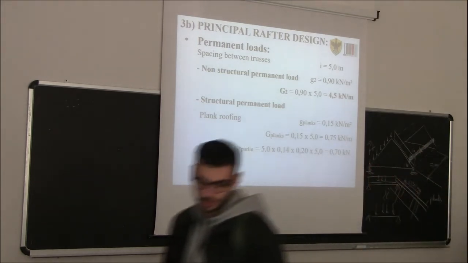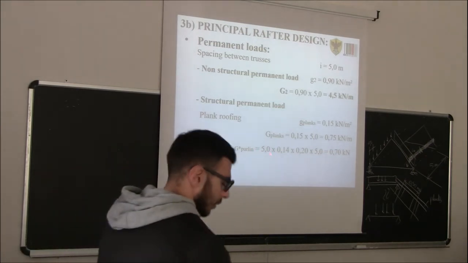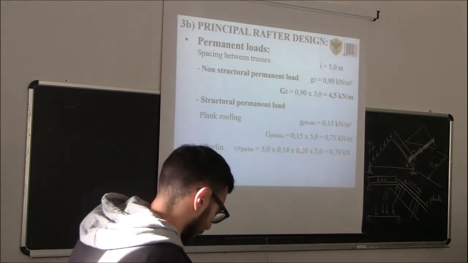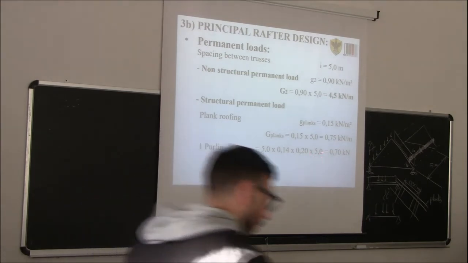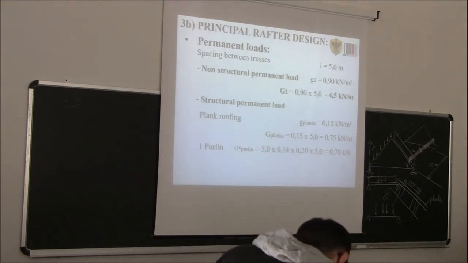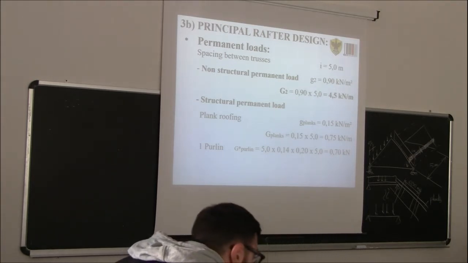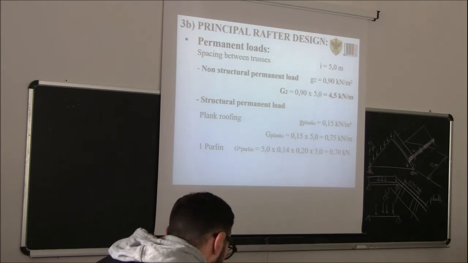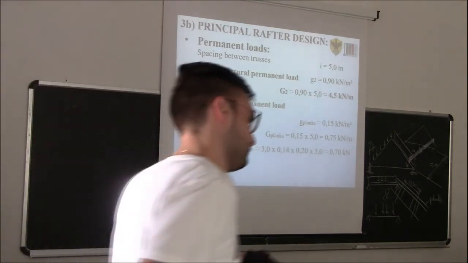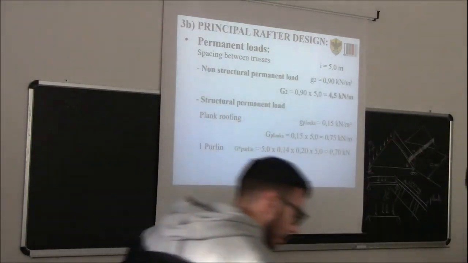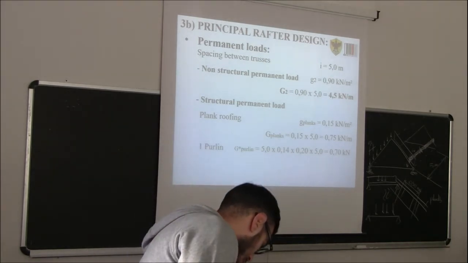Okay. So first of all, we calculate the weight of one purlin. The weight of one purlin is the density or unit weight times the cross section, 0.14 by 0.20, times the length. So 0.70 kilonewton. Okay? So each purlin transfers a concentrated load to the truss due to its weight equal to 0.70 kilonewton. Now we need to transfer this concentrated load into an equivalent uniformly distributed load. How can we do it? Very simply.